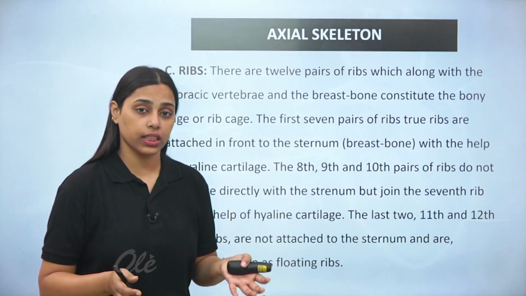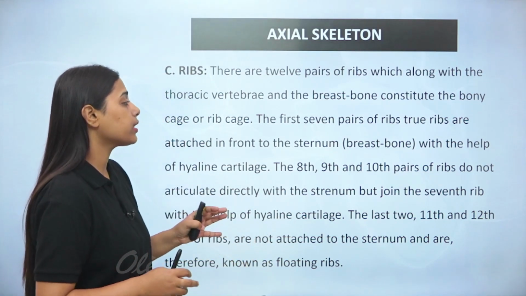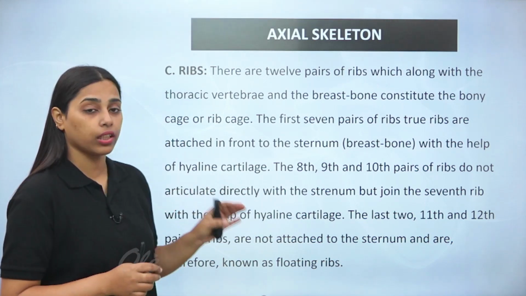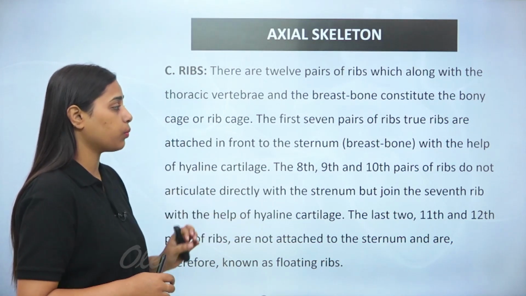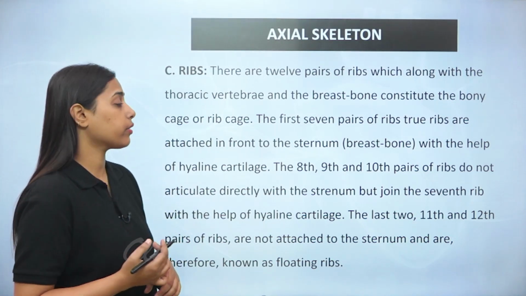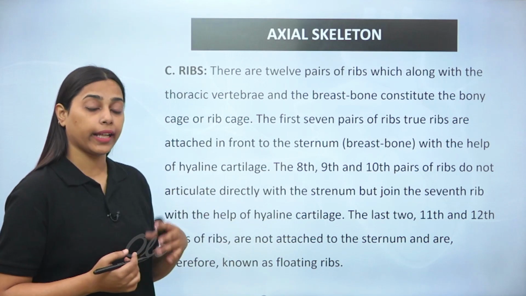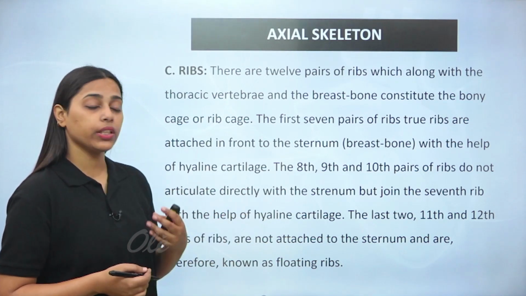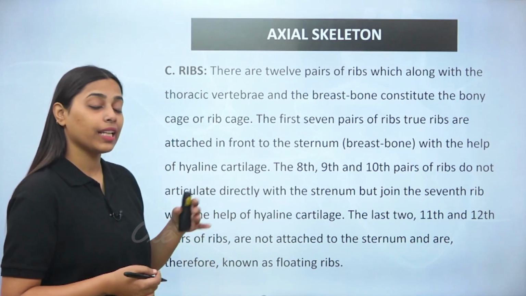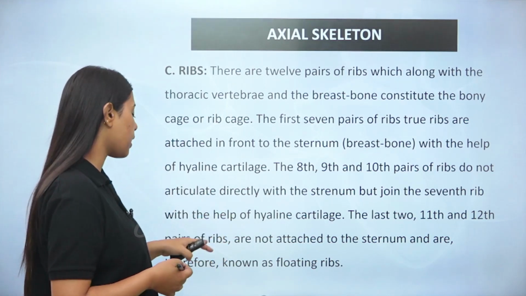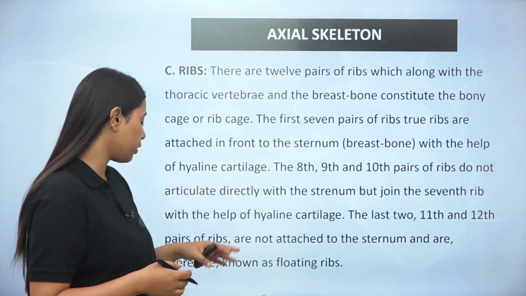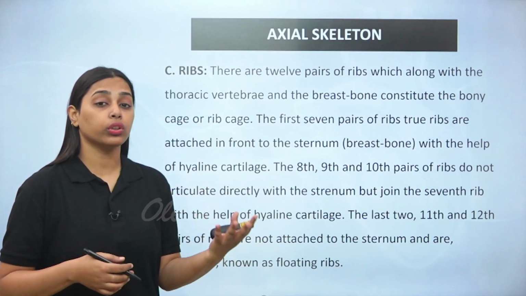So these are present in the thoracic vertebrae only. The first 7 pairs of the ribs, which are called true ribs, are attached in front to the sternum, that is the breastbone, with the help of hyaline cartilage. The 8th, 9th and 10th pairs of the ribs do not articulate directly with the sternum, but they join the 7th rib with the help of hyaline cartilage. The last two, 11th and 12th pairs, are not attached to the sternum. They are therefore known as floating ribs also.